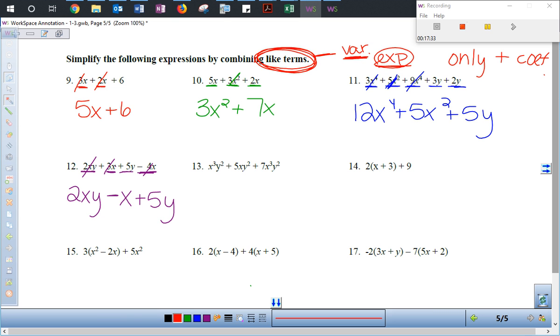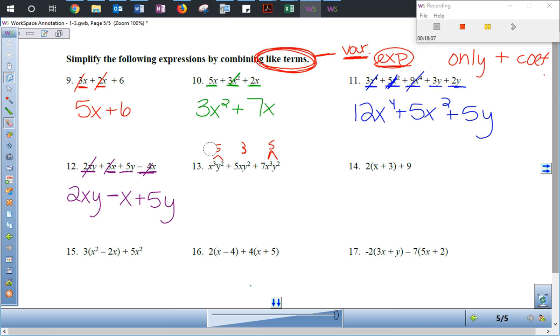Number 13, I have x cubed y squared plus 5xy squared plus 7x cubed y squared. Now let's see what the highest power is. So on my first one, I have an x to the third y squared, so I'm going to say that really has a power of 5, or a degree of 5 is what we call it. On the second term, I have an x to the first, because nothing's there, so that's really a first, y squared, so that has a degree of 3. And then I have a 7x cubed y squared, add those together, and that's really a 5. So the highest degree that I'm working with is 5.